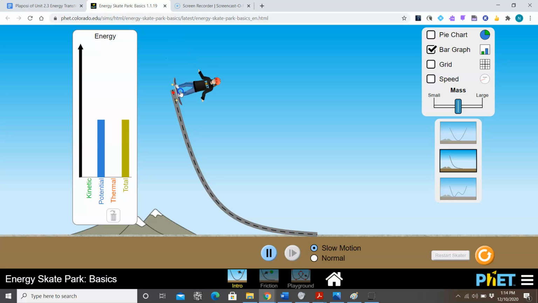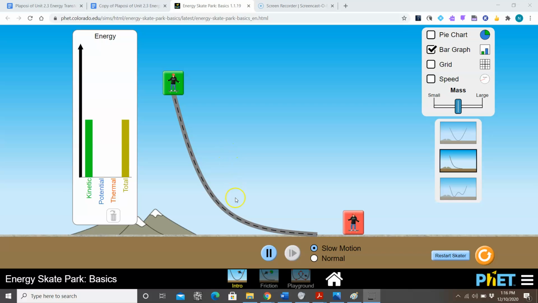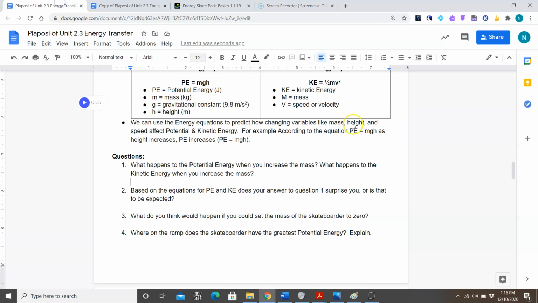I move my skater to the top of the ramp, so I want you to notice the potential and kinetic energy. So this is the potential and kinetic energy for medium mass. All right, here we go. Okay, so that's the first one done. Now I'm going to repeat this with a skater of a different mass.